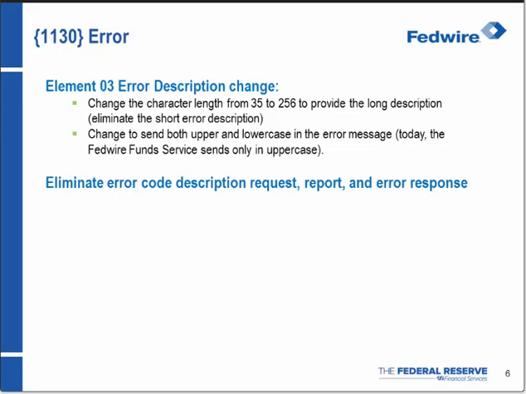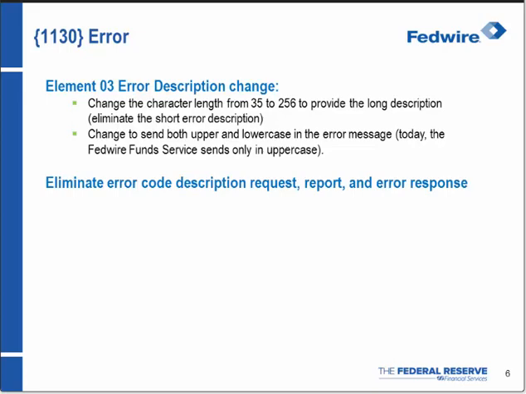Moving on to the next slide. These are changes related to tag 1130, which is the error tag. Within this tag, in element 3, which is the error description, currently the description is limited to only 35 characters, and often, because of this limitation, the description is very cryptic and hard to really understand. So we are expanding this to allow up to 256 characters, and that way we will be providing a longer description.